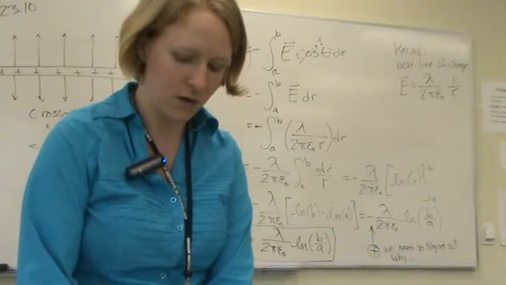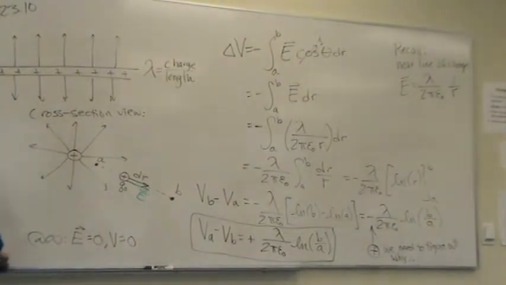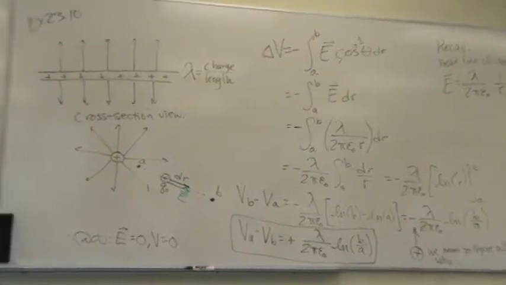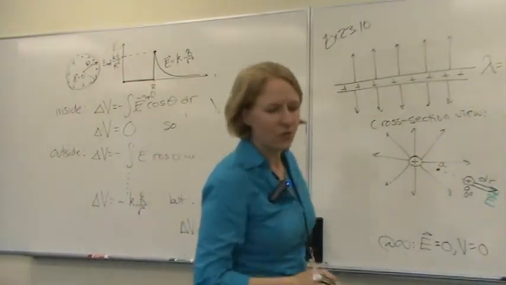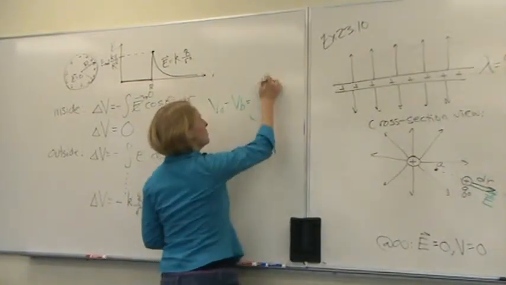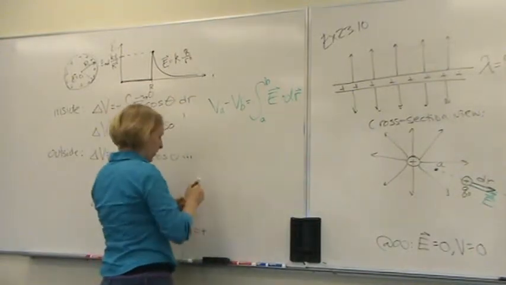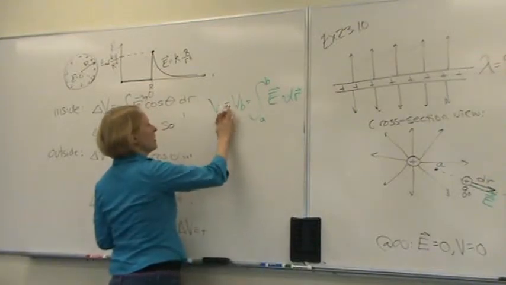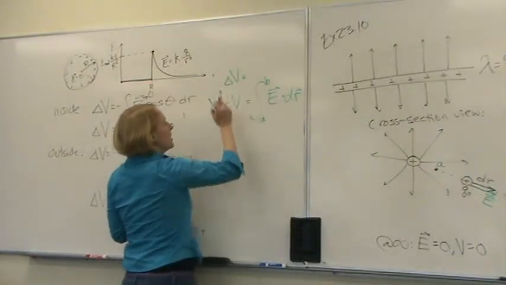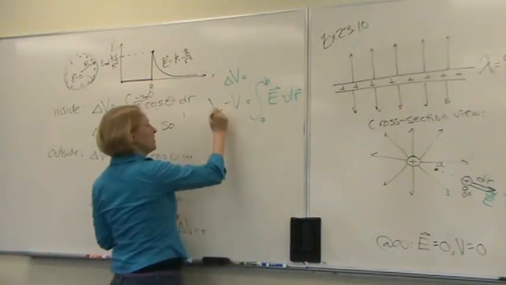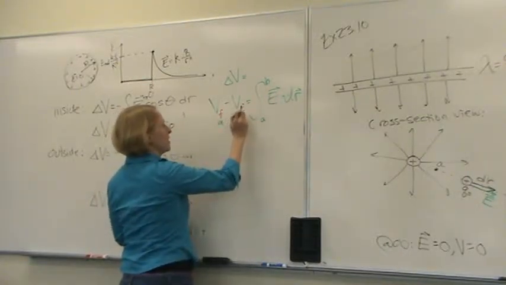So equation 23.17 in the book, it says VA minus VB. Let me just erase this and write. So they say VA minus VB equals the integral from A to B of E dot dr, whatever. But if we replace these with, so if I called this delta V, right? And we always say that that's V final minus V initial. They called that V final as A, and they called V initial as B.